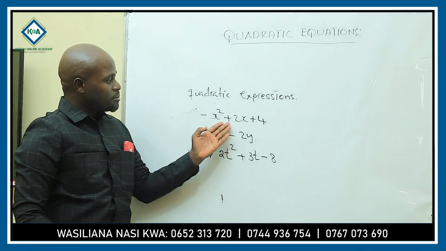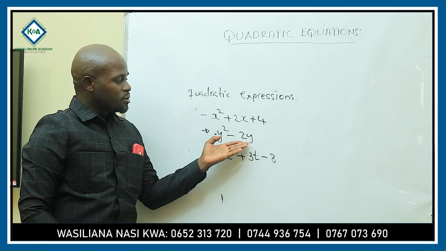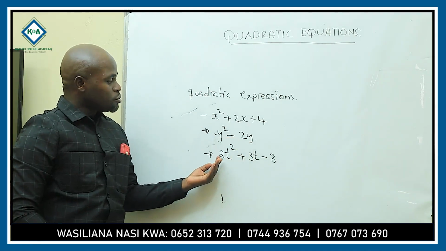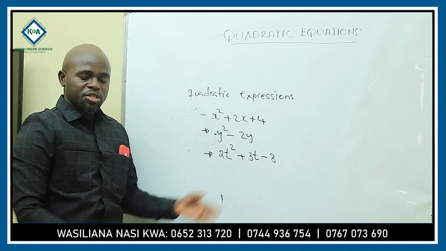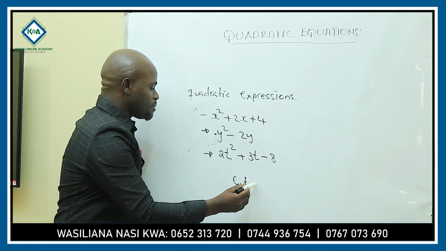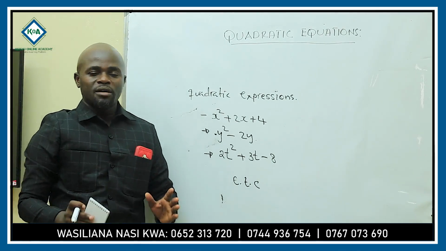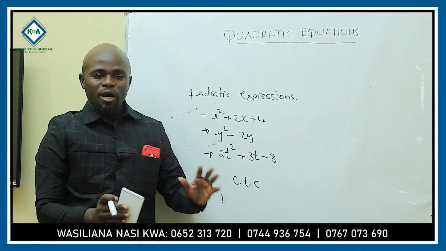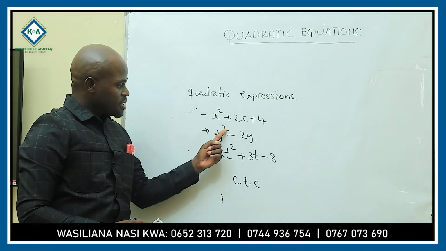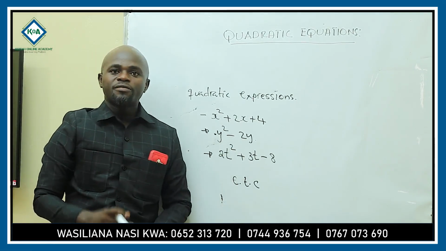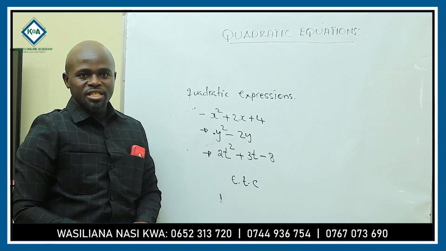So we have x squared plus 2x plus 4, which is a quadratic expression. We have y squared minus 2y, which is a quadratic expression. We have 2t squared plus 3t minus 8. Also, this is a quadratic expression, etc. We have so many examples of quadratic expressions. So the only point to note is that you have to observe the variable in that expression. Does the variable have the highest power of 2? If the variable has the highest power of 2, it means that expression is called a quadratic expression.